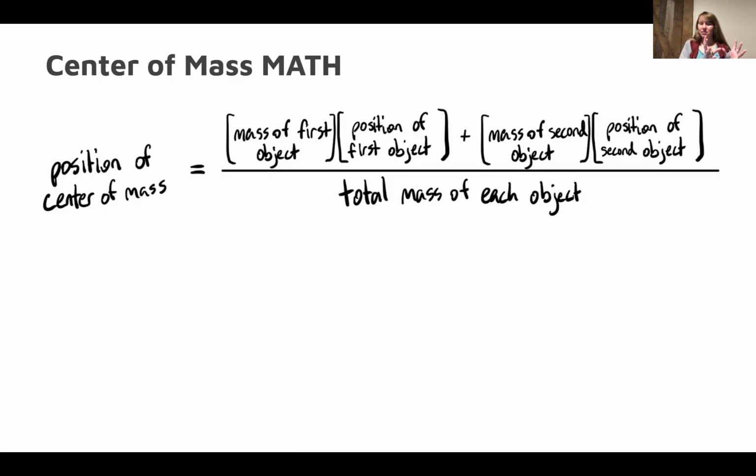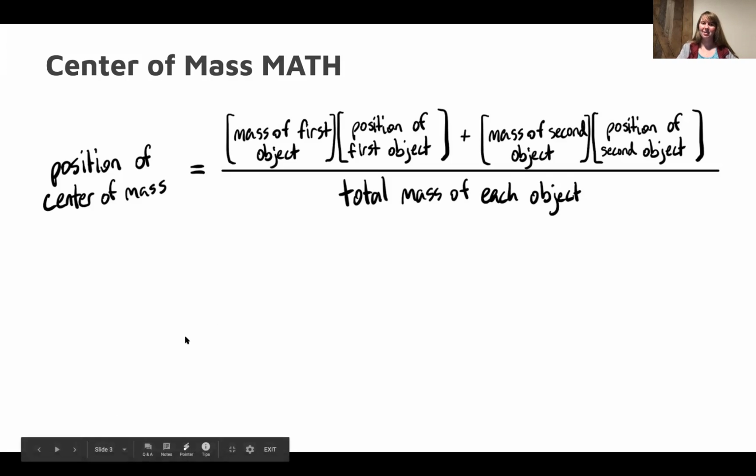So you have the mass of the first object multiplied by the position of the first object, plus the mass of your second object multiplied by the position of the second object, plus the mass of the third, yada, yada, yada, for however many particles you have. This can really go on forever. But all of that has to be divided by the total mass of your entire system, the total mass of each object added together. And that's basically the gist of it. That's how you calculate where your center of mass will be for a system that has many different objects in a closed system.